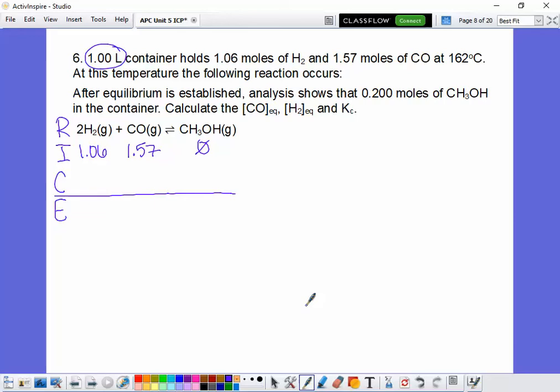Okay. My changes. Actually, which way is this reaction going to proceed in order to reach equilibrium?